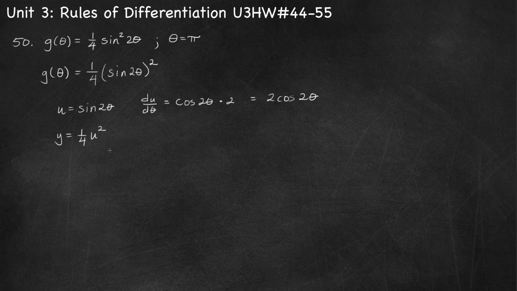Next, we want to take the derivative of our outside function. So that's going to be dy du. Derivative of y with respect to u. So here I'm using power rule. 2 times the 1/4 is 1/2. U to the power 2 minus 1. So when I subtract 1, my new exponent is just a 1. So this is 1/2 u, and u is equal to the sine of 2 theta. So this is 1/2 sine 2 theta.